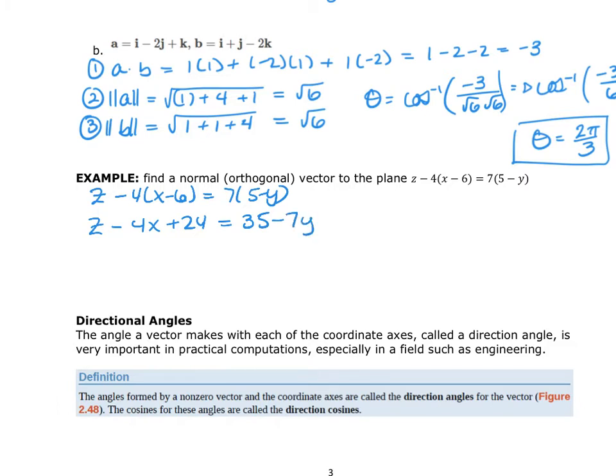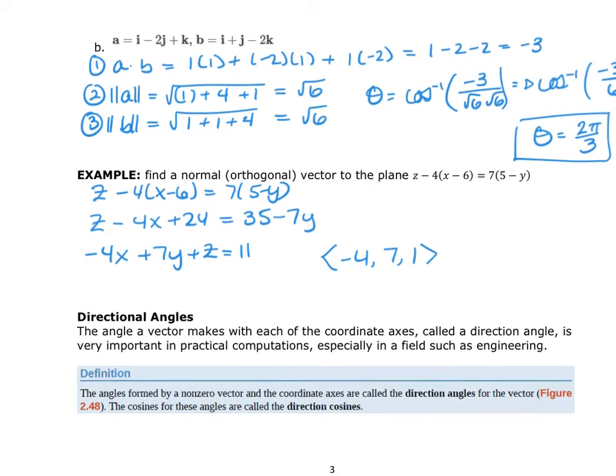Now I'm going to rewrite it so that I have the x, y, z on one side and the constant on the other. So negative 4x plus 7y plus z is equal to 35 minus 24, that gives me 11. So I have this plane that will go through these points. The vector that is going to be normal to this is negative 4, 7, and 1. And I would encourage you to go to GeoGebra and graph this to confirm. We're going to talk more in depth on this when we get into the next couple of sections, but this is just to give you a teaser of what's coming on.